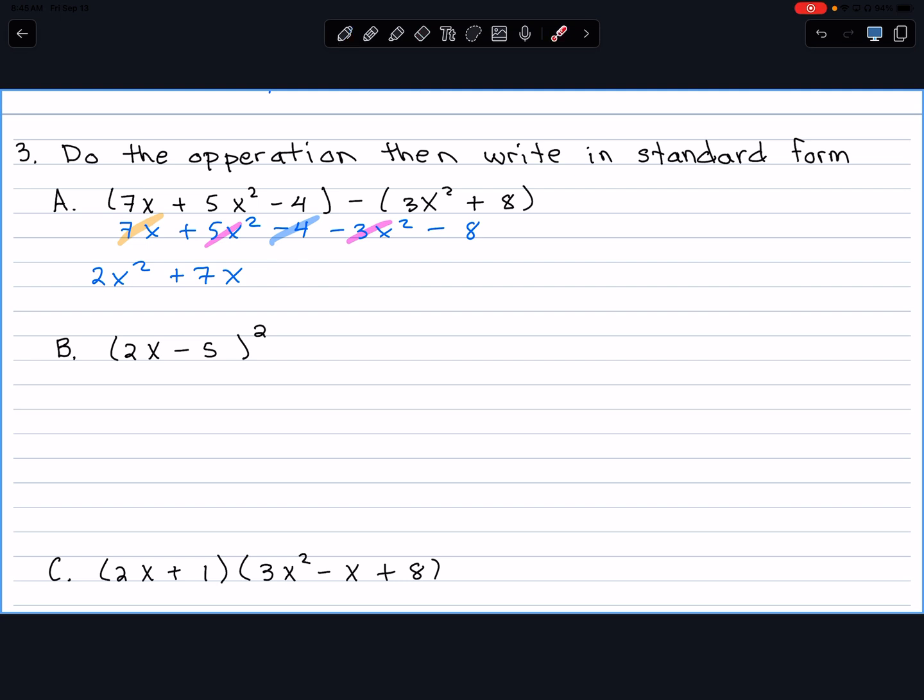So in this case, let's fix it. Negative 4, negative 8, negative 12. Good call. In regards to A, any other questions? Any other fixes? Okay, let's look at B.